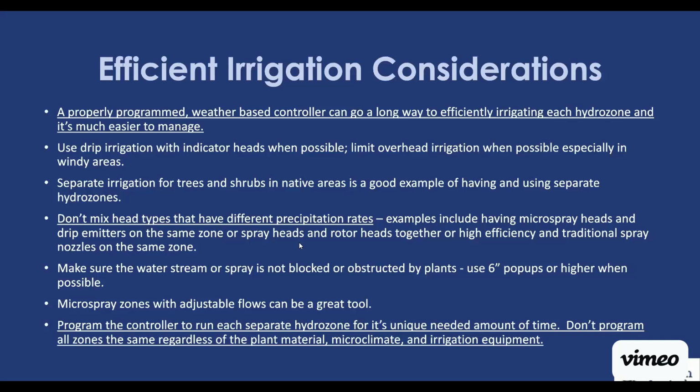Program the controller to run each separate zone based on that hydrozone for its unique amount of time needed. We don't program all zones the same regardless of plant material and microtype and irrigation equipment. In field experience, we see lots of, say, large rotor heads where it doesn't matter where they are. It doesn't matter if they're on a slope. It doesn't matter if it's full sun, or full shade, or the plant material. It's just, oh, you run those for 30 minutes or whatever, or 20 minutes.